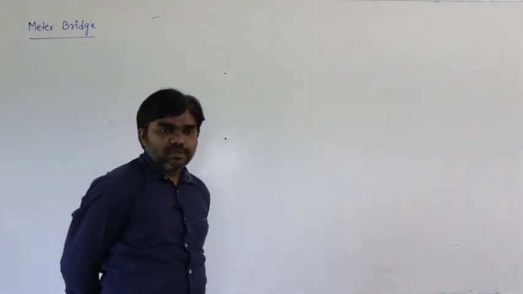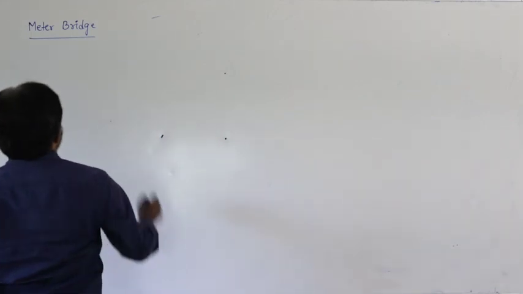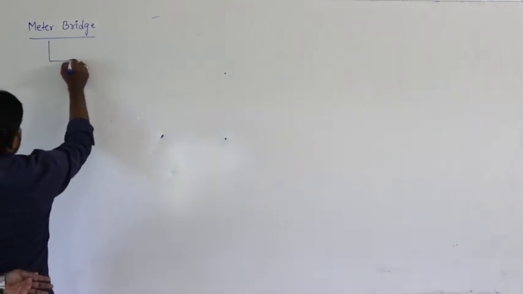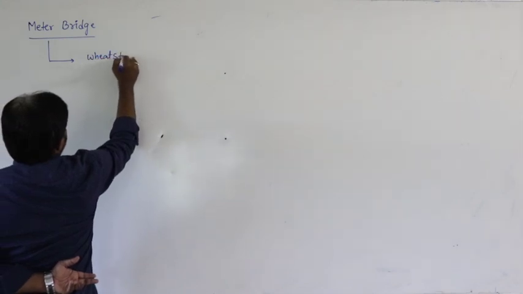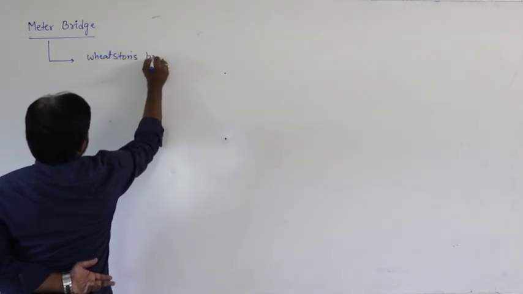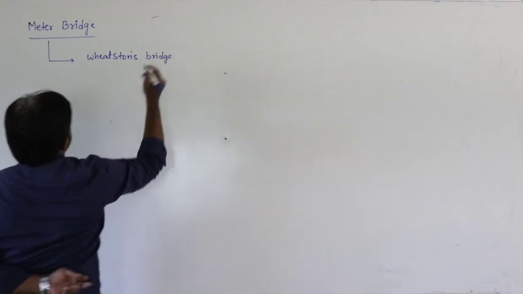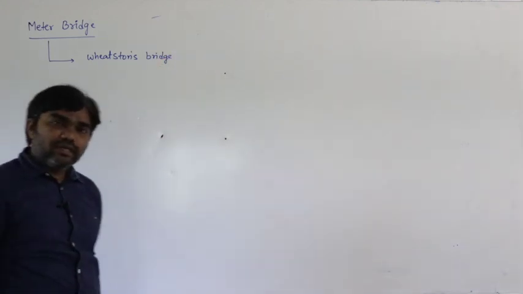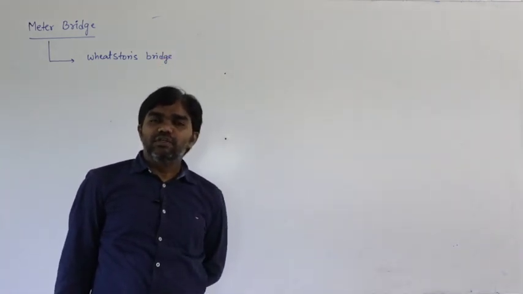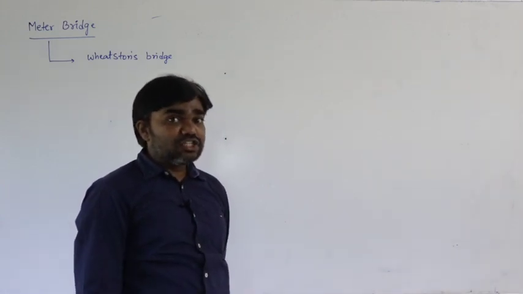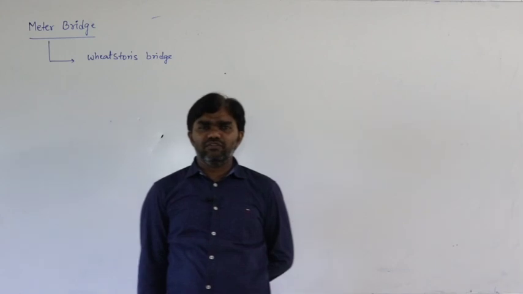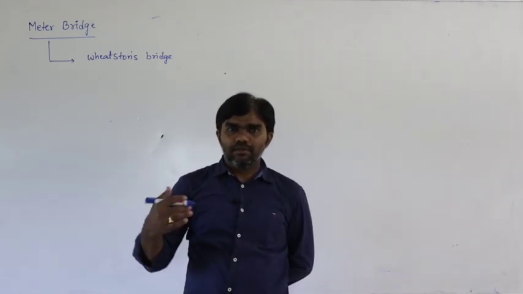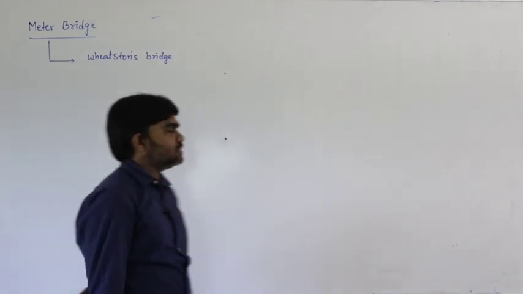Meter bridge works on the principle of Wheatstone's bridge, the balancing condition of the Wheatstone's bridge. What is the balancing condition of the Wheatstone's bridge? P by Q equals R by S.